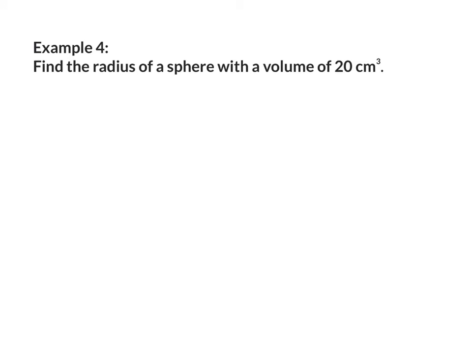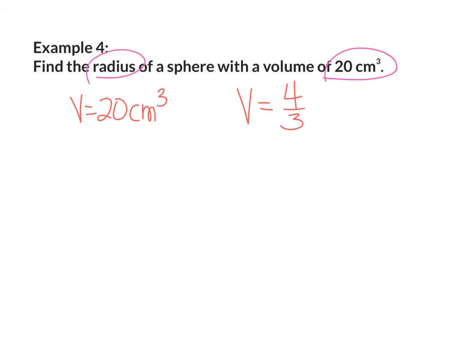Example number 4. Find the radius of a sphere with the volume of 20 centimeters cubed. So this time I'm looking for the radius. I know that the volume is 20 centimeters cubed. So I'm going to write that down. V equals 20 centimeters cubed. Now I'm going to write down the formula. V equals 4 over 3 pi r cubed. I'm going to fill in what I know. I know that V equals 20. I'm going to bring everything else down: 4 over 3 pi r cubed.